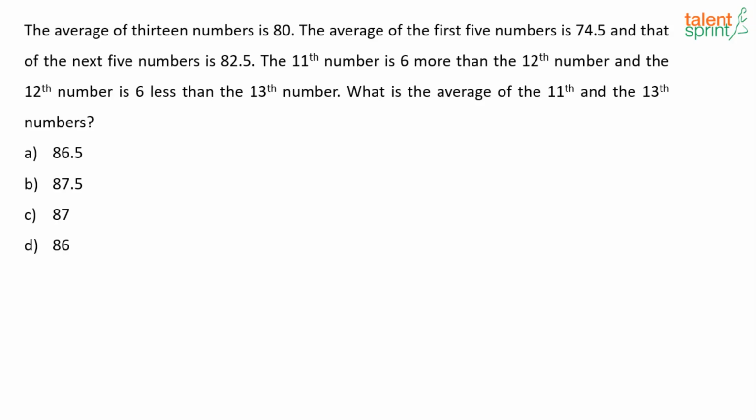Average of 13 numbers. Average of 13 numbers is 80. The average of first 5 numbers is 74.5, and that of next 5 numbers is 82.5. If the 11th number is 6 more than the 12th number and the 12th number is 6 less than the 13th number, what is the average of 11th and the 13th number? Average of 11th and 13th numbers.